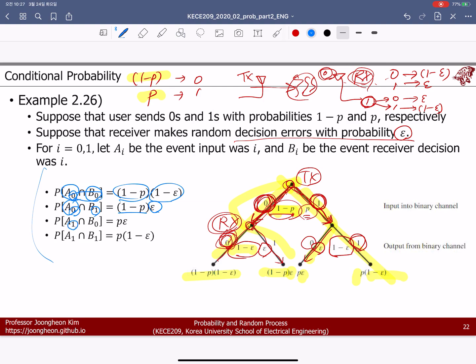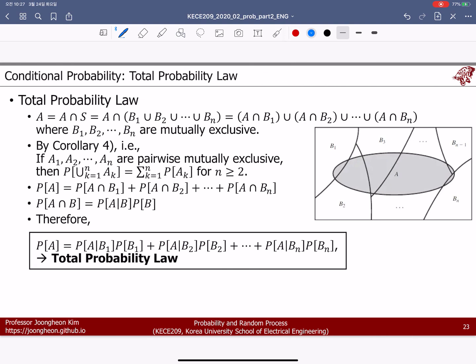So here, we sent 1, and then it was misunderstood as 0. That's why the probability of 1 is p, and the misunderstanding probability is epsilon. That's why we are saying that this is p epsilon. So lastly, the transmitter sent 1, and then the receiver got that signal correctly as 1. That's why this is the transmission probability of 1, and this is the probability of the correct decision. That's why we can define it just like this as well.